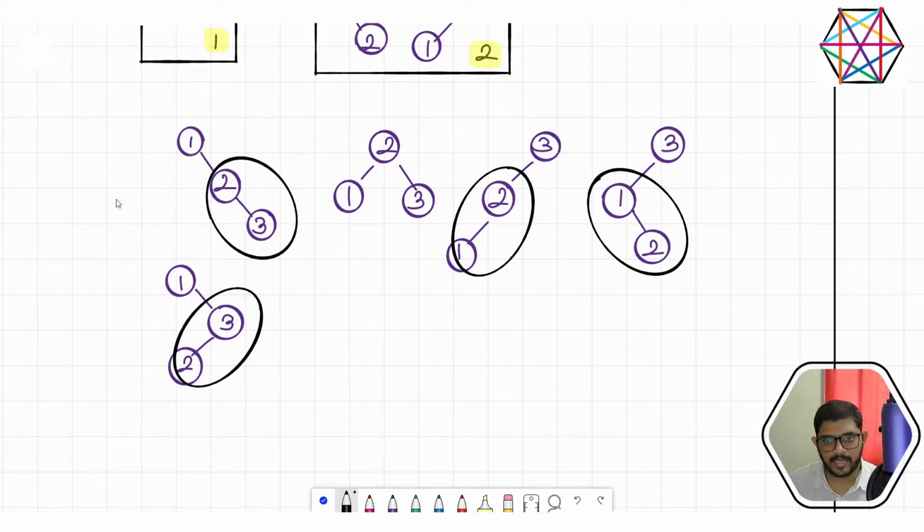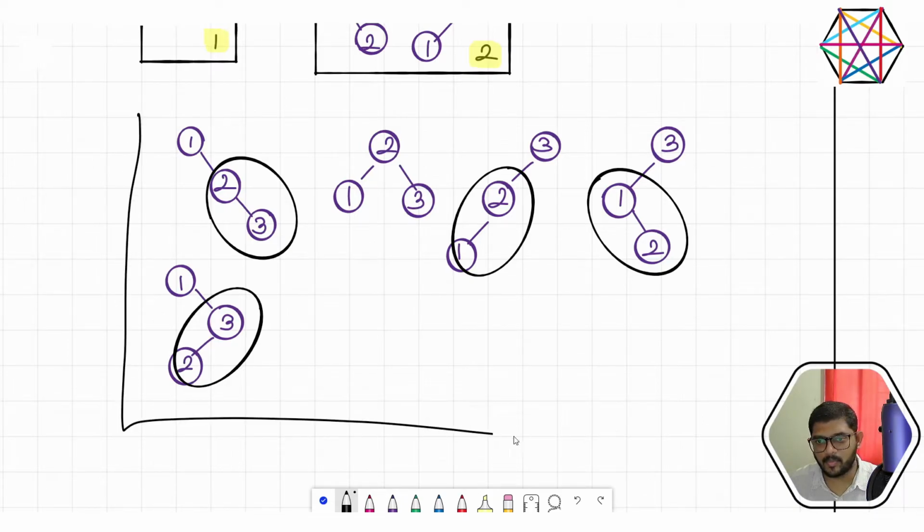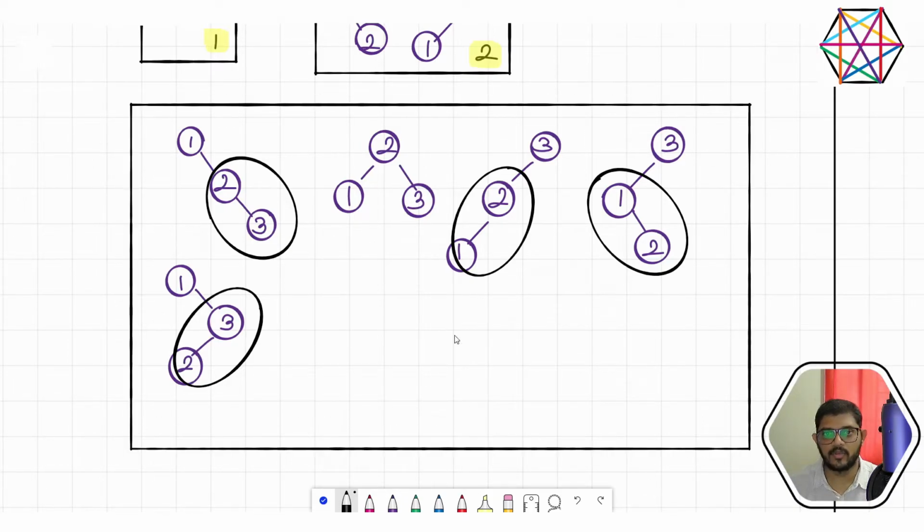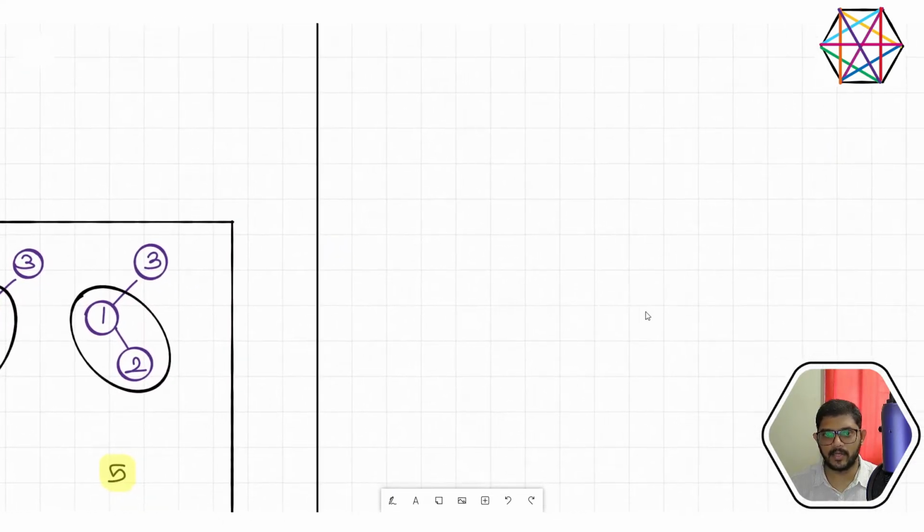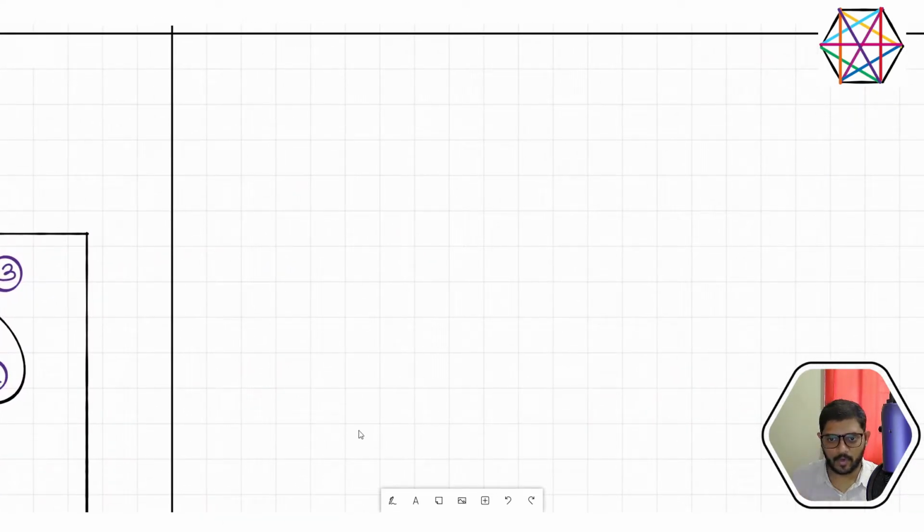So this clearly tells us that this is a DP problem. We will have to use the concept of dynamic programming. And how many different BSTs we formed here? 5. Now, what if the given integer is n?